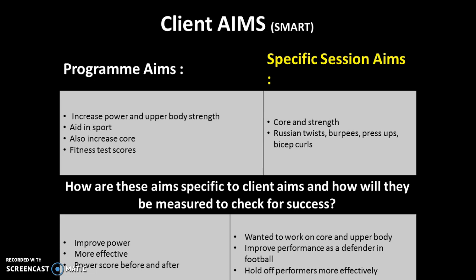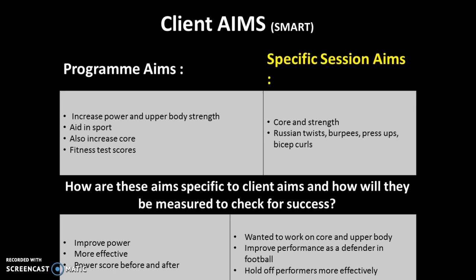Client aims, program aims. The aim of the specific training is to increase power and upper body strength of the performer. It is to aid the performer in their sport by increasing these components of fitness. The performer would be increasing the components of fitness as they achieved low scores in the broad jump test and dynamometer test. Both of these components of fitness are very important during the client's sport, which is football, and therefore need improving. Another aim is to increase their core, as they also had a low aerobic score.